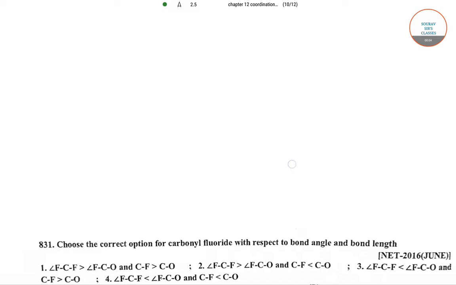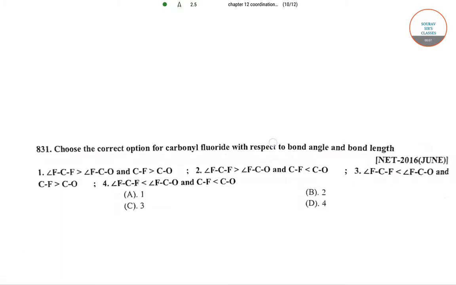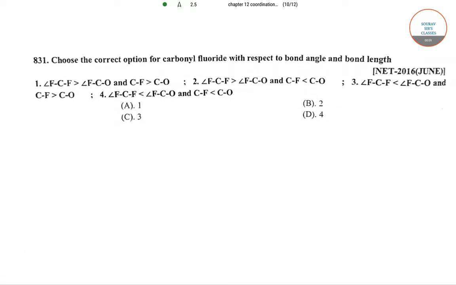Today I'll be talking about coordination chemistry. Let's start with the following question. From these options below, we have to choose the correct option for carbonyl fluoride with respect to bond angle and then bond length. So this part represents the bond angle and this part represents the bond length.